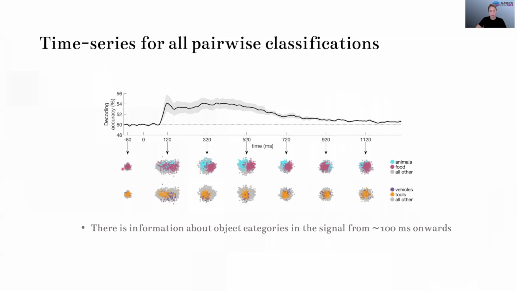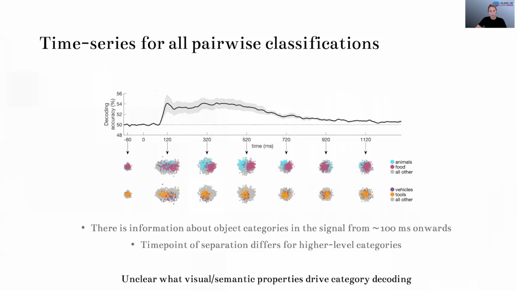We can also see, if we run something like multidimensional scaling, that the time point of separation for higher level categories differs. For example, if we contrast animals versus food, we can see a clear distinction at around 300 milliseconds, whereas for vehicles and tools, we might see a distinction earlier. However, from this, it is unclear what the visual or semantic properties are that drive this category decoding.